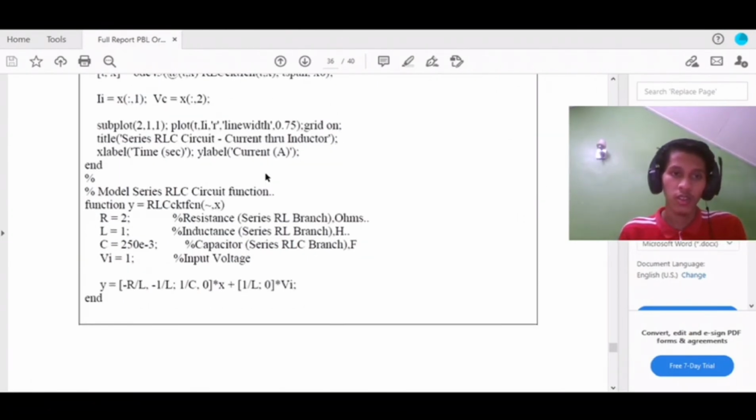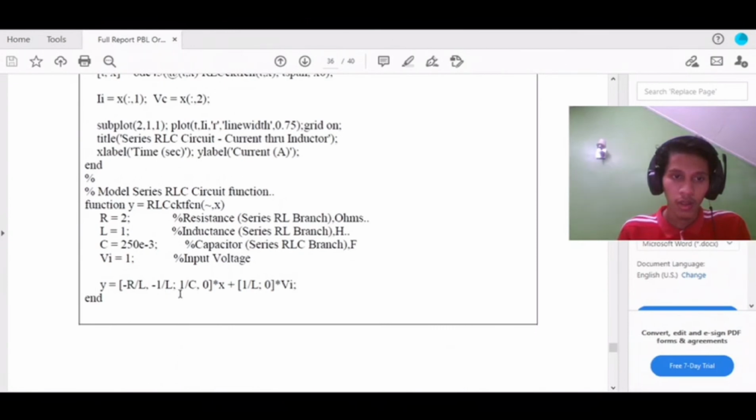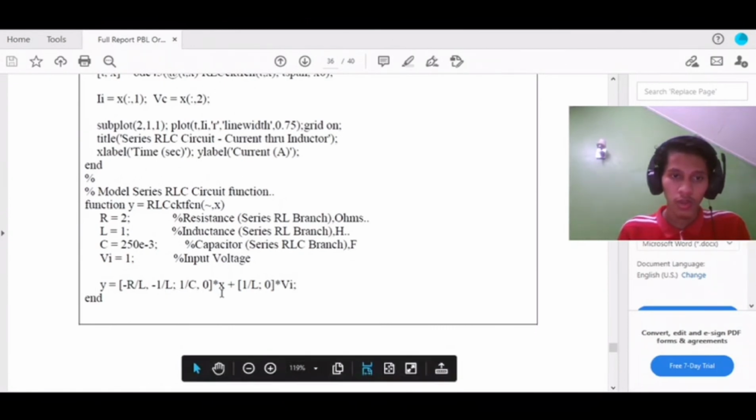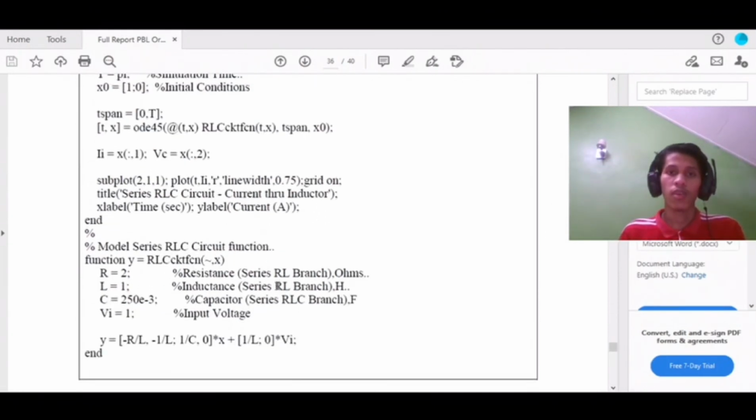Function y is RLC, where R is 2 ohm, L is 1 Henry, capacitor is 0.25, and VI is 1. So y is negative R over L, negative 1 over L, 1 over C, 0, times x, plus 1 over L, 0, times VI. That's all for me. Thank you.